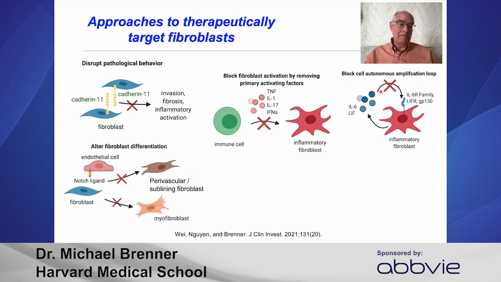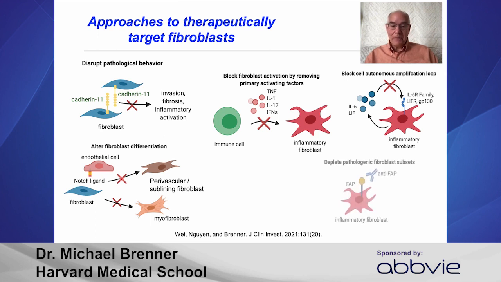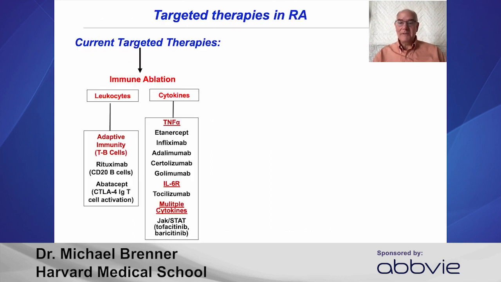And then we've also talked about the expansion of the sublining fibroblasts being important in driving a big part of the inflammation in RA, and that we could block this by blocking sublining differentiation through targeting Notch or Notch ligands. And then finally, I've mentioned the example from Chris Buckley's lab where you could deplete the inflammatory or degradative fibroblasts using, for example, a depleting antibody targeting a marker that's preferentially expressed on fibroblasts.